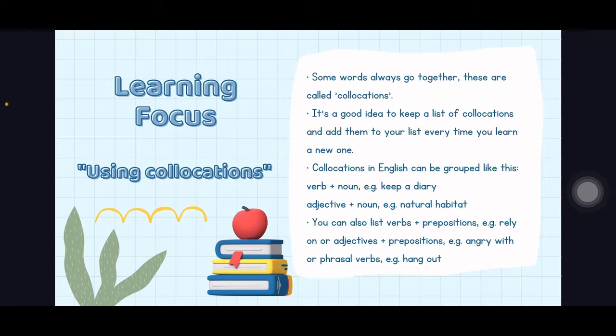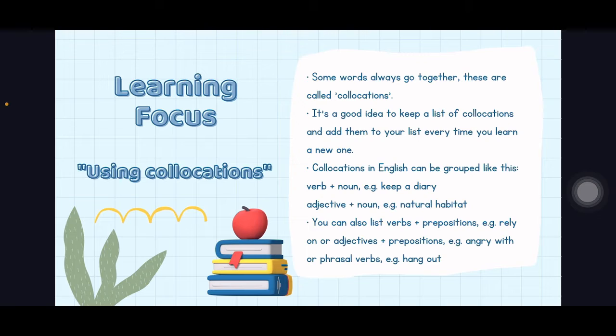As for the first point, some words always go together. These are called collocations. Point number 2, it is a good idea to keep a list of collocations and add to your list every time you learn a new one. For the third point, collocations in English can be grouped like this. For example, we have verb plus noun. So the first group is verb plus noun. Example, keep a diary.